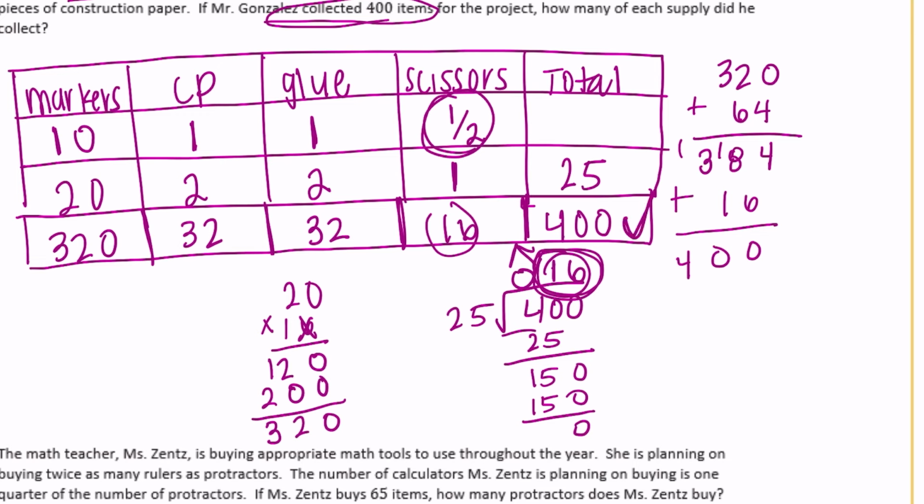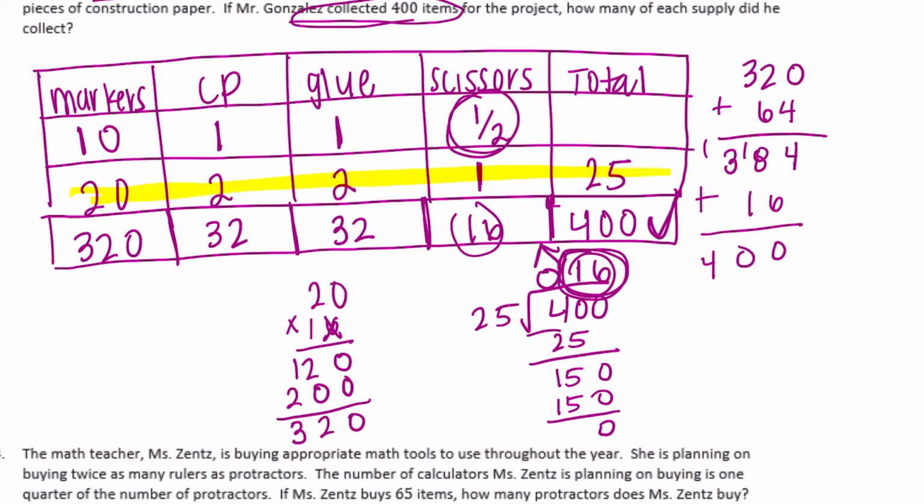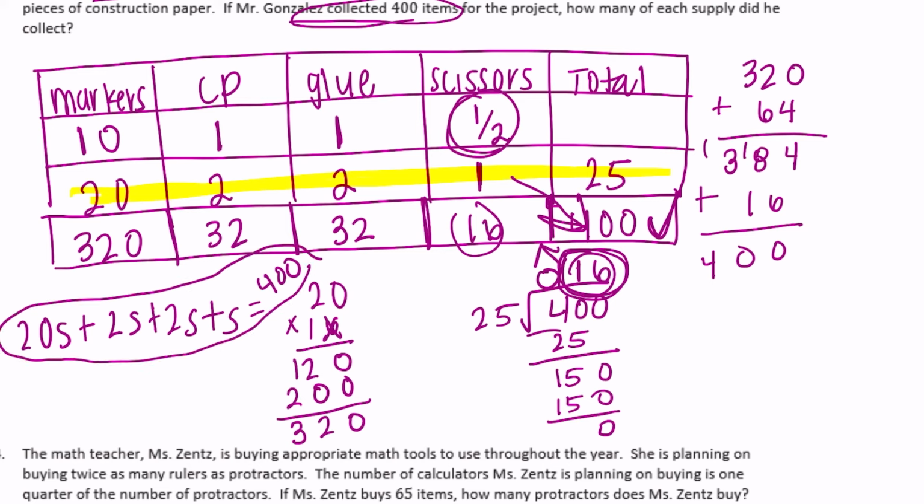Now if you wanted to solve this algebraically, let's go back to this column here. Let's do it all in relation to scissors. So I'm going to use S. So 20S plus 2S plus 2S plus S is equal to, not 25, we know that the whole total is 400. Which then 20 plus 2 plus 2 plus S would be 25S is equal to 400, and then we would solve it the same way that we solved in the table.